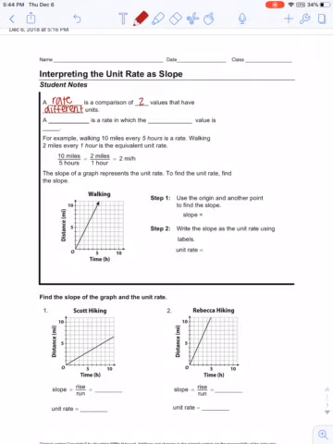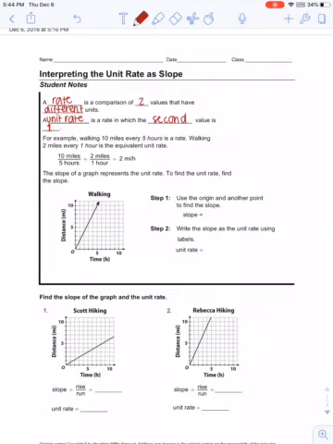A unit rate is a type of rate in which the second value is 1. So for every mile, per minute, things like that. In this example, walking 10 miles every 5 hours would be a rate, but walking 2 miles every 1 hour, or per hour, would be the equivalent unit rate.